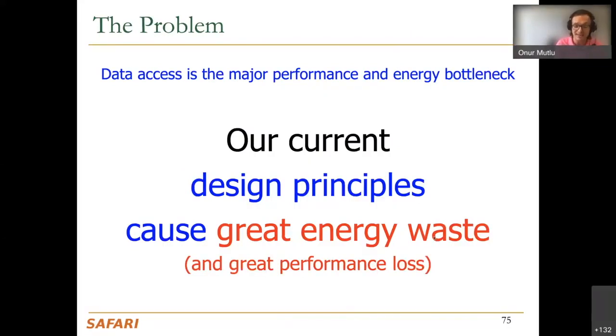I put this in parentheses because even though they cause great performance loss because we move data all around, we try to avoid that performance loss by designing the system and making the system more sophisticated, more complicated in hardware and software. Unfortunately, that causes even more energy waste. So we're in this vicious cycle today. Data access, we know, is a major bottleneck. It causes energy problems. It causes performance problems. To avoid the performance problems, we're causing even more energy waste and even more complexity. And I think we need to break this vicious cycle.